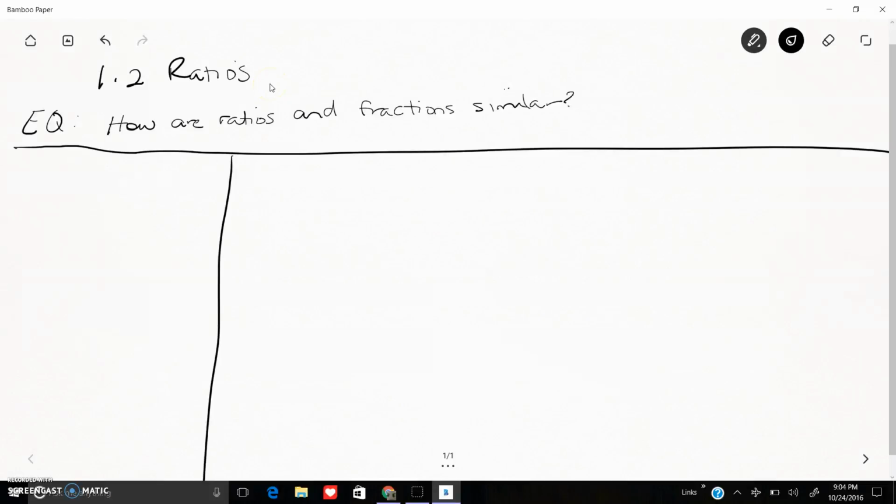All right, guys, so we're going to start with ratios today. And ratios you'll see are very similar to fractions. Fractions, you say it's part of a whole, and same with ratios. Ratios can be part of a whole, or comparing two things together. So the first vocabulary you need to know is ratio.